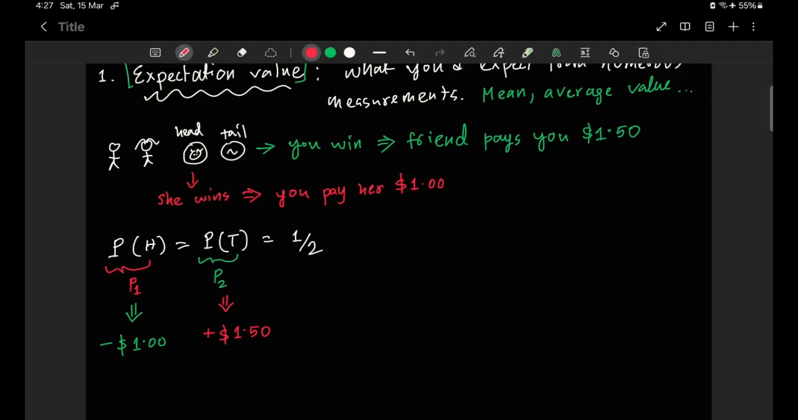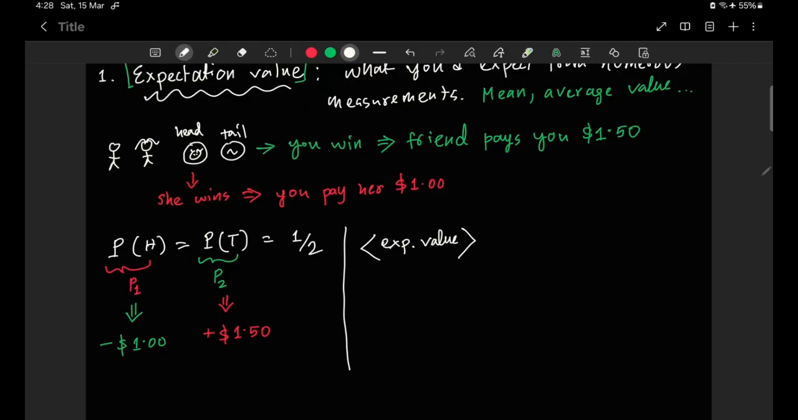So now we would like to calculate the expectation value. So if you were to play this game multiple times, what would you expect? The expectation value is usually written like this: angle brackets around the word value. So this is the notation we use for expectation value.